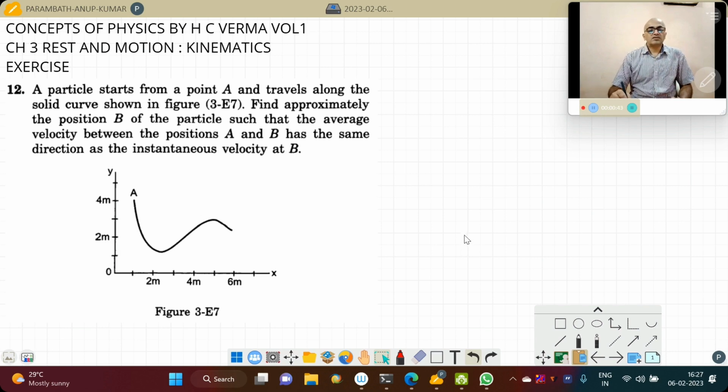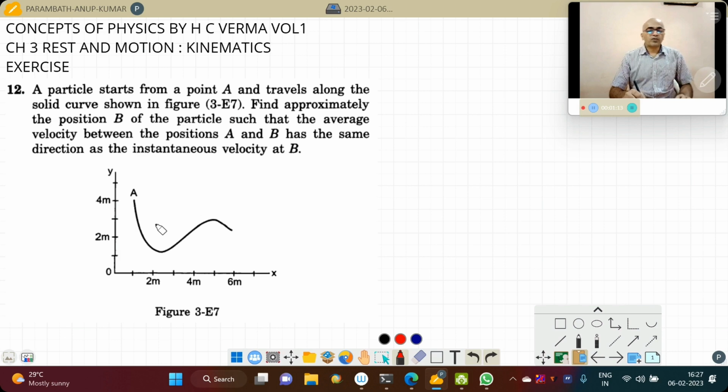Students, first of all, understand that this is a position-time graph. This is my x-axis and this is my y-axis. Each point denotes position coordinates, the x-y coordinates. So, for example, point A, you can say it is at (1, 4). I hope it is clear to you.